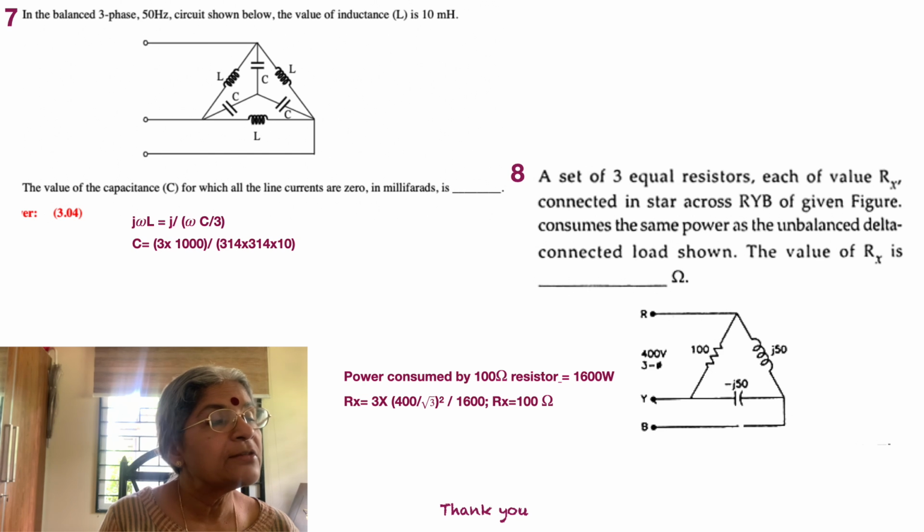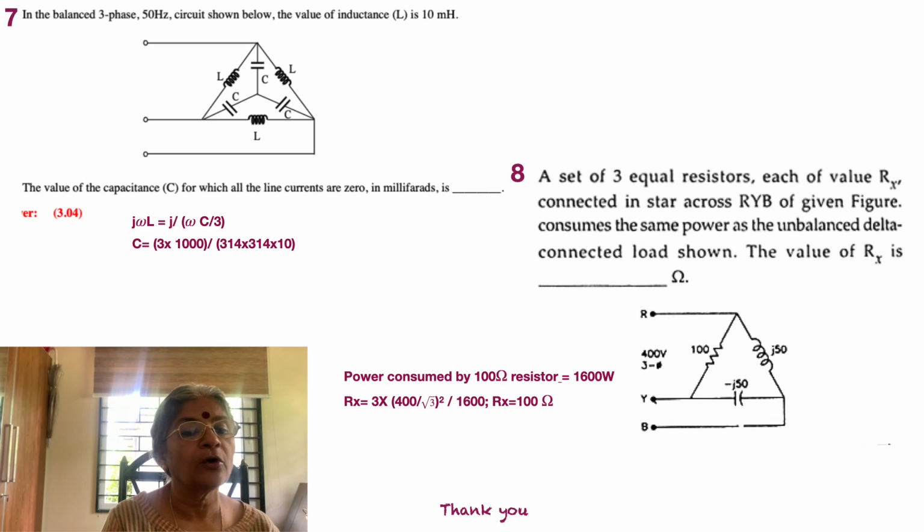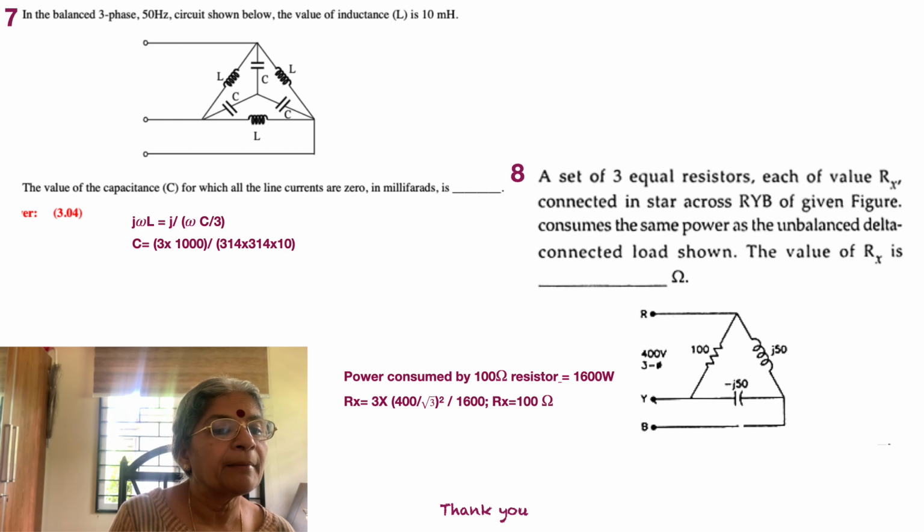So we see that j omega L is equal to minus j by omega C by 3. Now you substitute for all the values, where omega is equal to 2 pi f, and f is equal to 50 hertz. So you can see that the capacitor value is equal to 3.0.